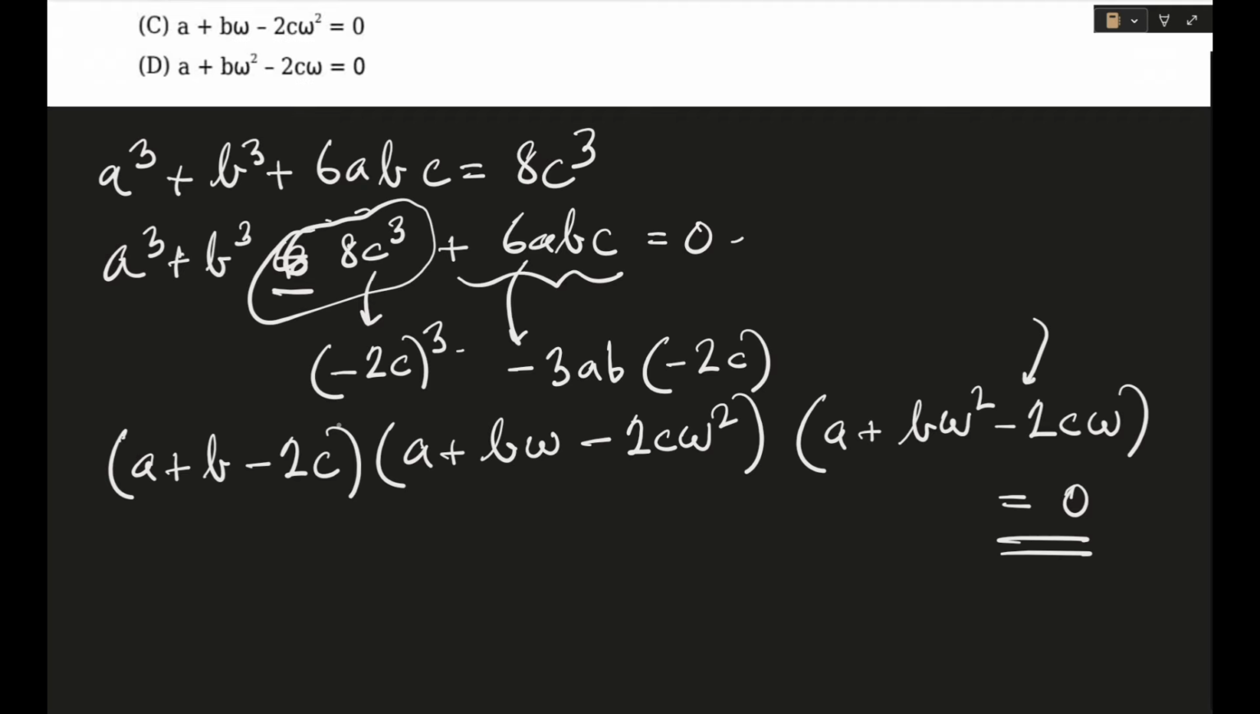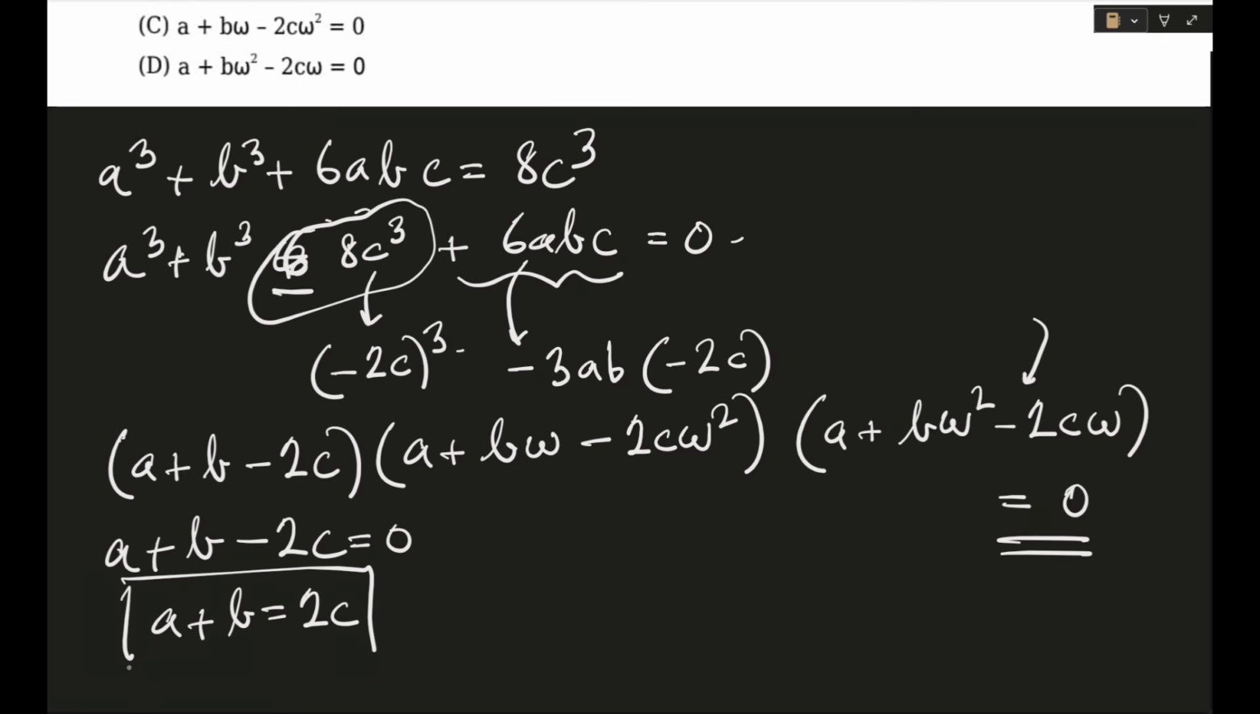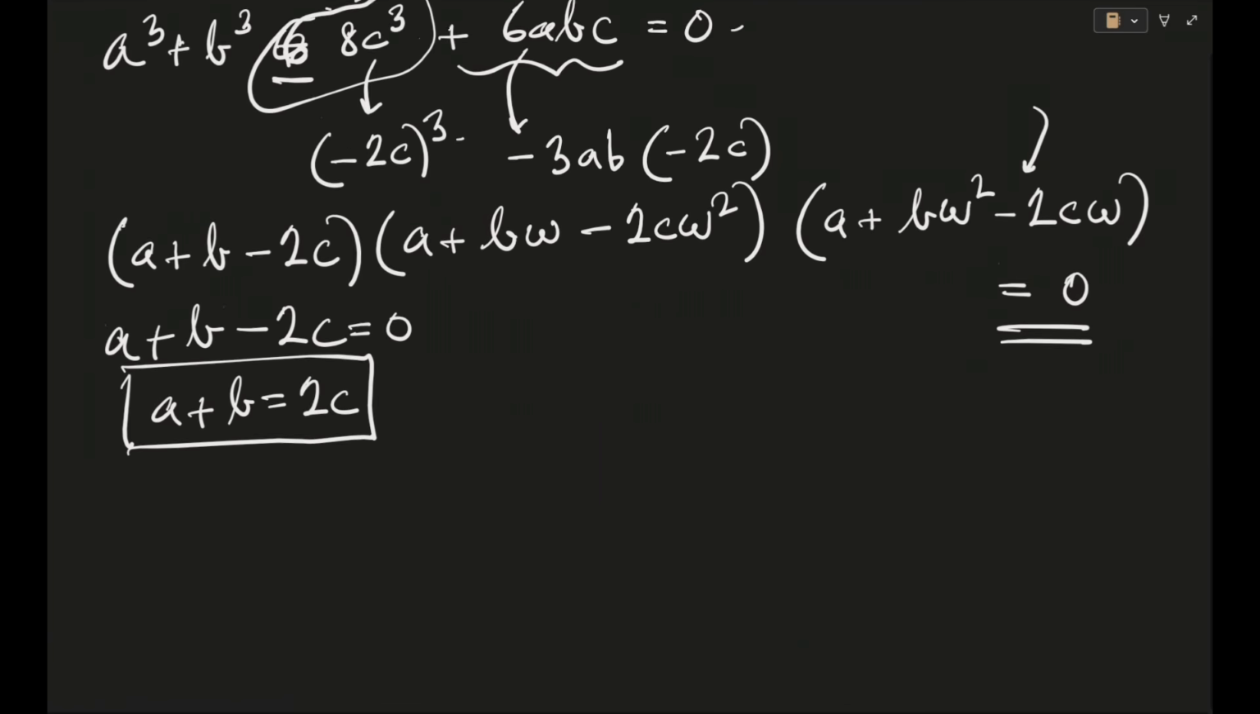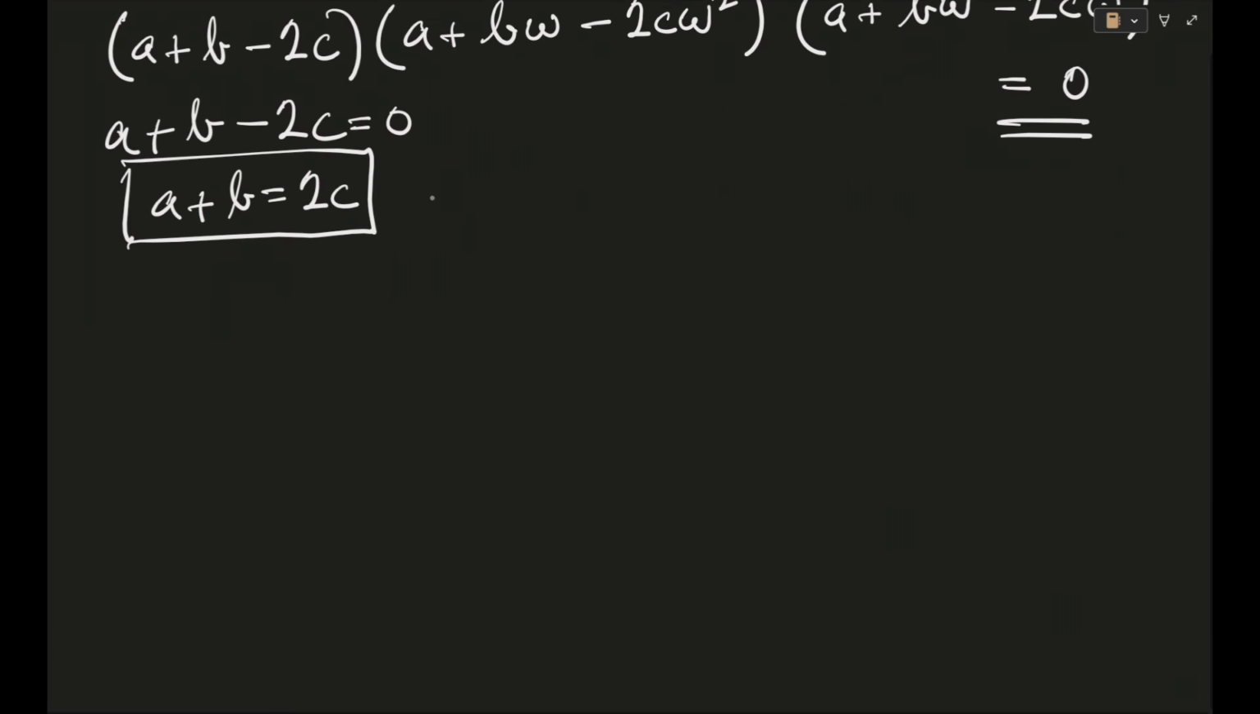So guys, now we can segregate these into separate equations. First thing is a plus b minus 2c equal to 0. So from here we will get one equation as a plus b equal to 2c. Now let's explore these other two also. Going to that, I will go a little bit down. The next relation is, say we take a plus b omega minus 2c omega squared to be 0.